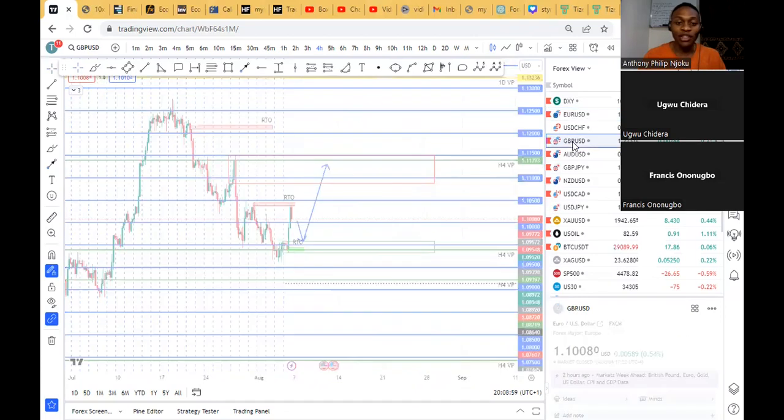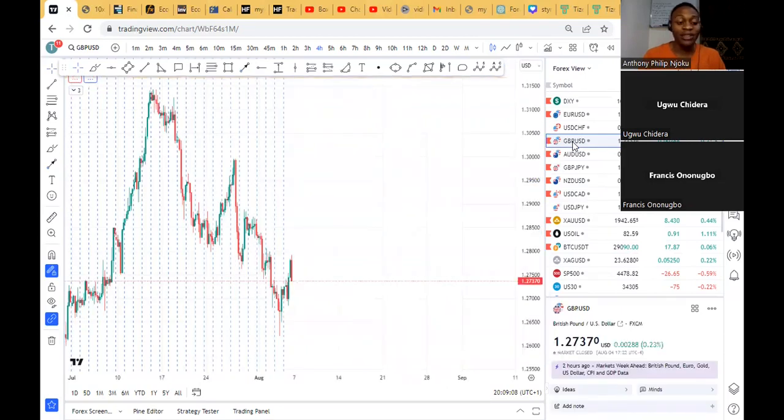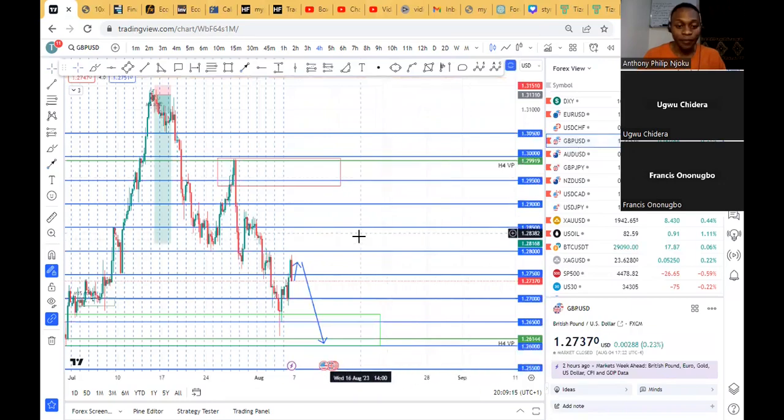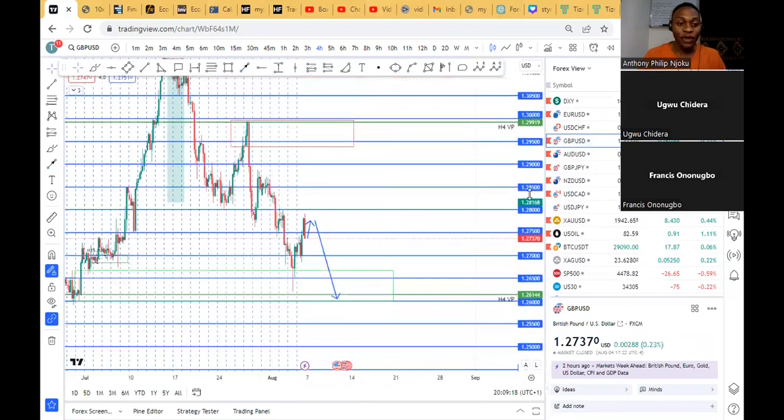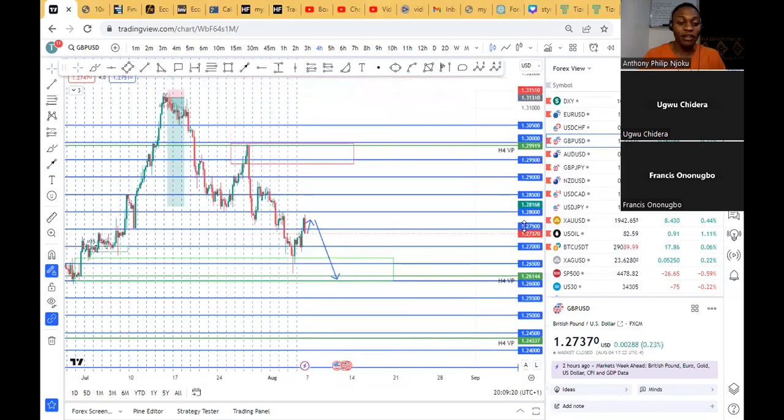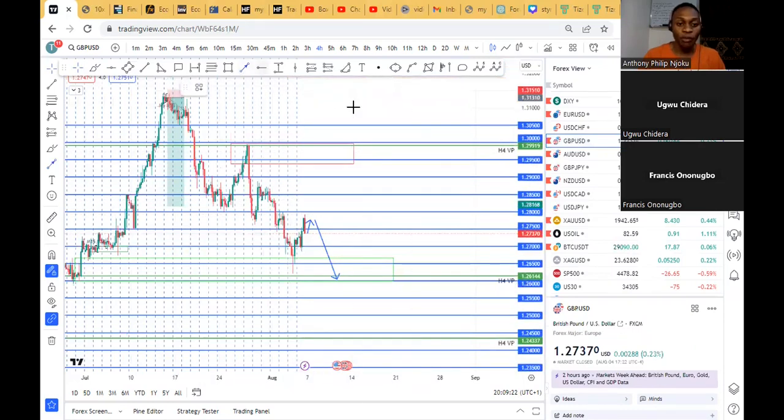Then the next on our list is GBP USD. Please, guys, don't be confused. A lot of major currency pairs have different structures, different characteristics and different fundamentals backing them. So for GBP USD, it's quite different. I'm expecting GBP USD to continue to drop to the downside. You understand? It will move a little to the upside, grab liquidity there, and drop to the downside.